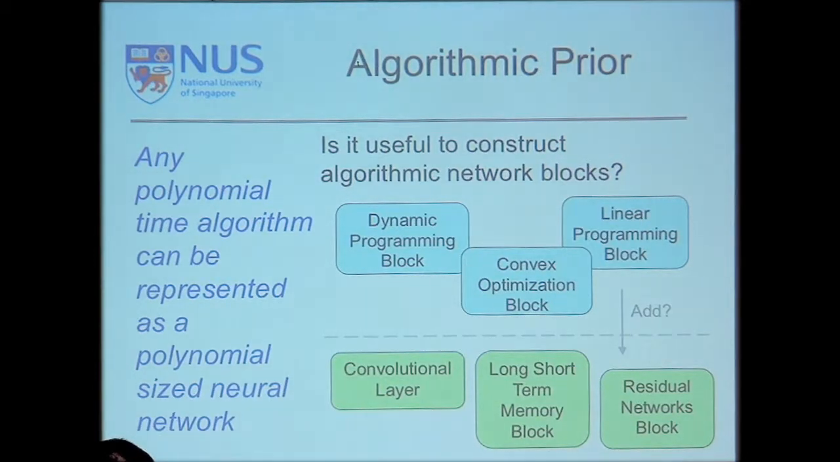Right. So the starting point is this fact that any polynomial time algorithm can be represented as a polynomial size neural network. That's simply because our computational elements, like our gates, can simulate AND gates, can simulate OR gates, can simulate NOT gates. Therefore, it can simulate the traditional circuits. So given this fact, then an interesting question, right?